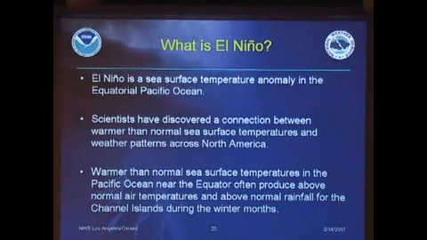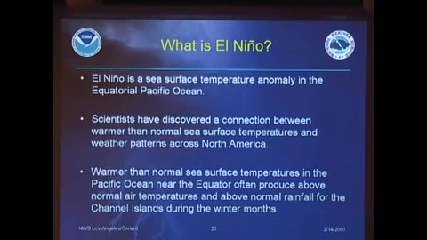Well, basically, El Nino is a sea surface temperature anomaly in the equatorial Pacific Ocean. Don't worry, I'll have pictures later, and pictures tell a thousand words. So we're talking about an anomaly or an unusual sea surface temperature in the area of the equatorial Pacific.